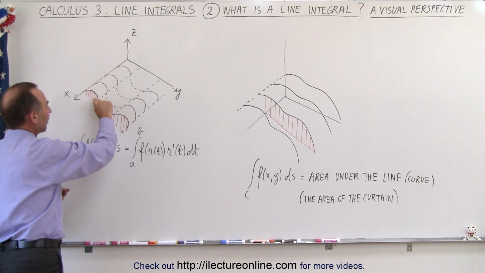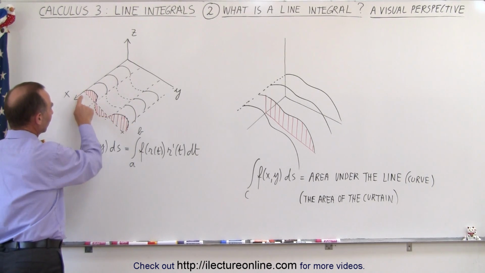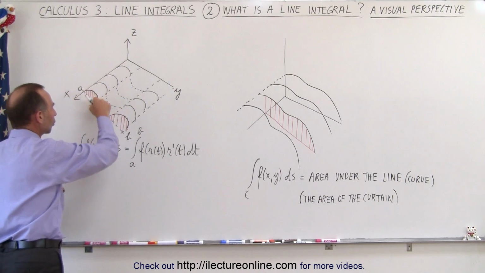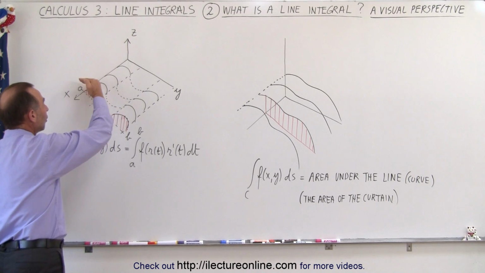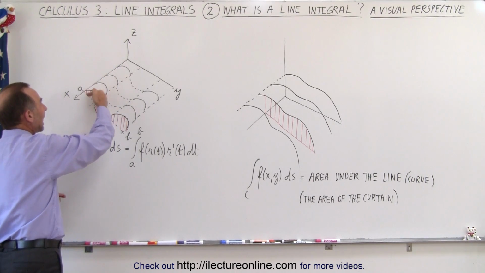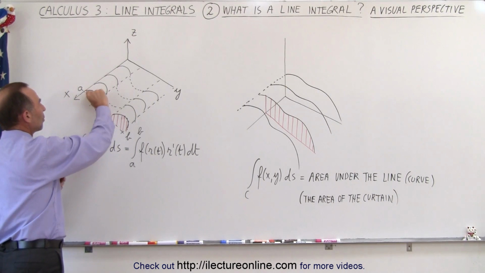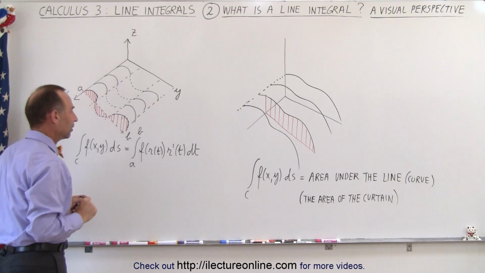So we have a positive area here, a negative area here, and a positive area again. And so if we're going to integrate from this location, let's say from point A to point B, along the curve like this, we're in essence going to get the area underneath the curve down to the xy plane, as defined by the surface. And notice we will have areas where we have positive area, negative area, and positive area.